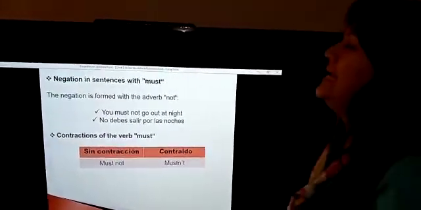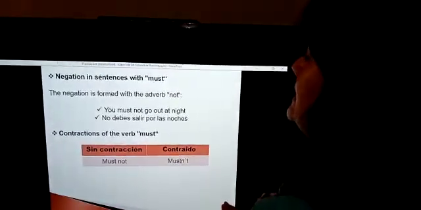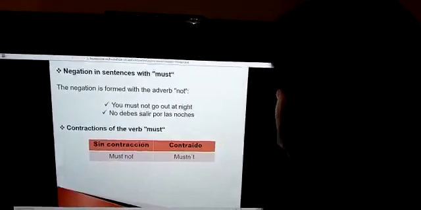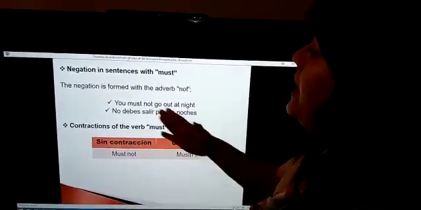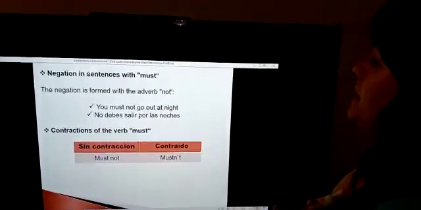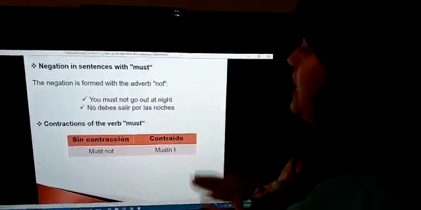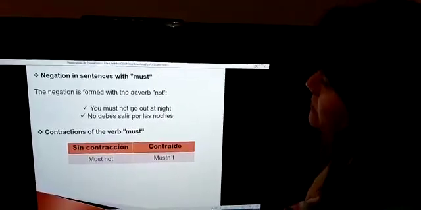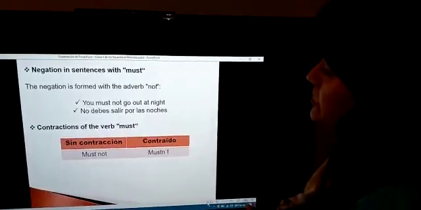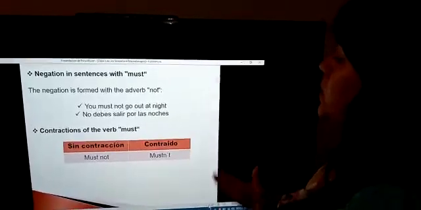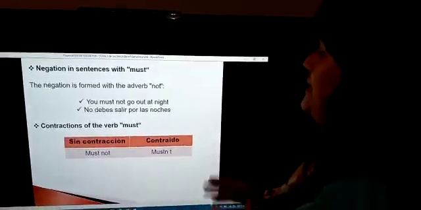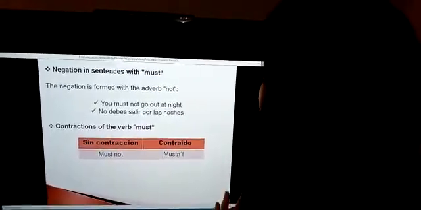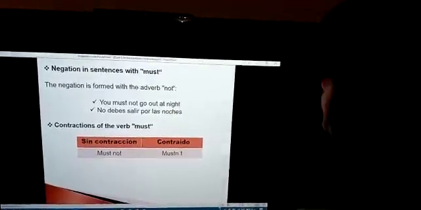Right here is the negation in the sense of must. The negation is formed with the word not. How to use it? Look at this example in English and Spanish. You must not go out at night. And in Spanish, no debes salir por las noches. Okay?